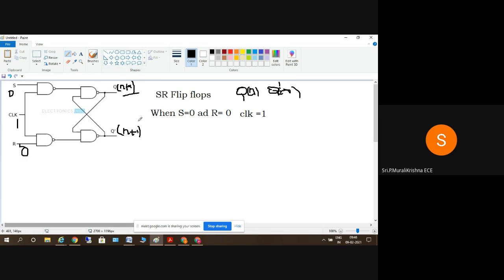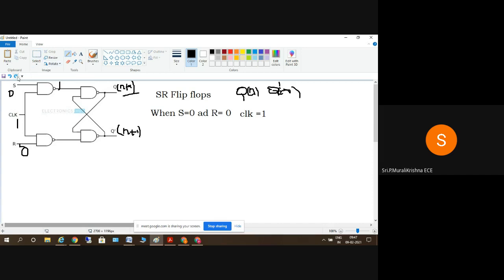The property of a NAND gate is, when any one of the inputs is 0, the output is equal to 1. Q of n plus 1 will be the next state. So meanwhile, what we'll get here is, what is Q of n plus 1? So this is Q and Q bar.